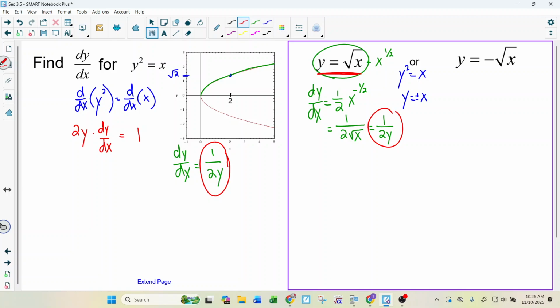Okay. And if we did this one over here, we would get a similar idea. This would be negative 1 over 2 square root of x. But then the original y was negative, so this is still the same thing. Okay. We're not going to do that a whole bunch. I'm just trying to show you it works either way. You get the same thing. All right.